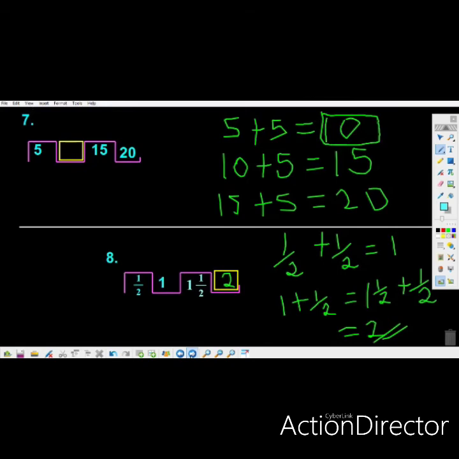Here all we need to do is keep adding the initial. 5 plus 5 will give us 10. 10 plus 5 will give us 15. 15 plus 5 will give us 20. So our correct answer here is 10. Now let's proceed to number 8. Of course, half plus half will give us 1. 1 plus half will give us 1 and a half. And 1 and a half plus half will give us 2. So 2 is a missing number.